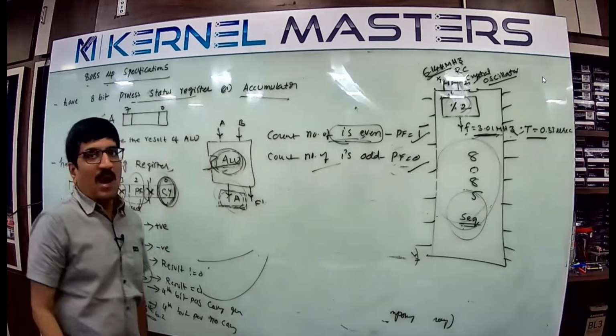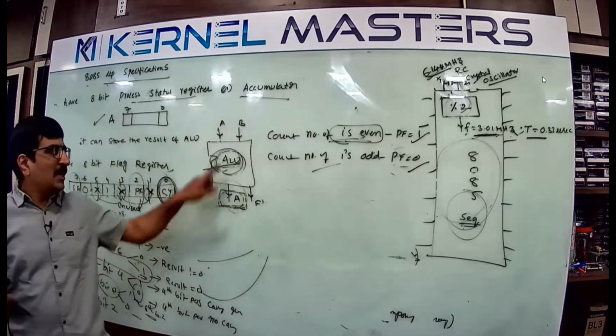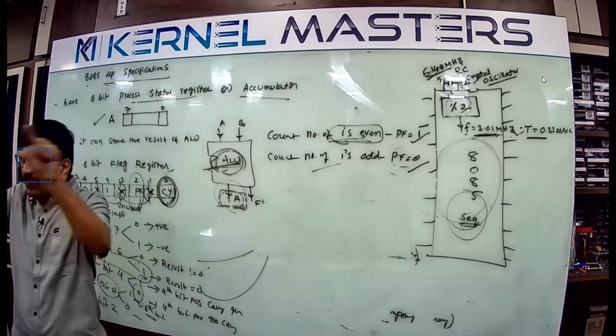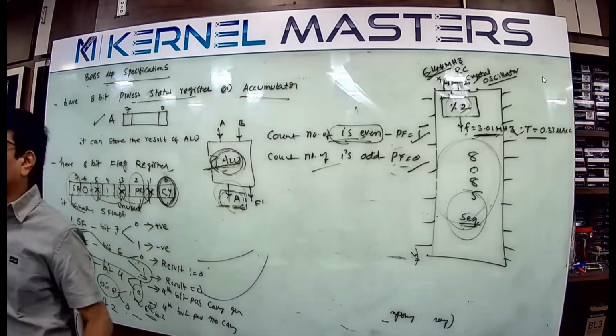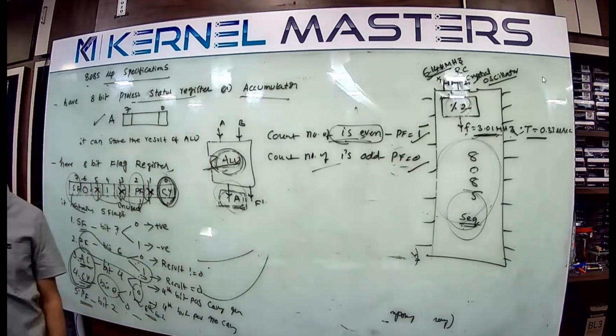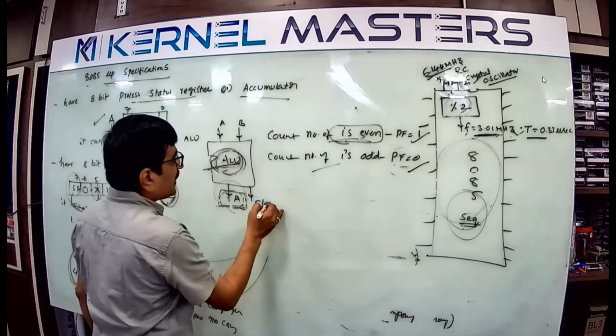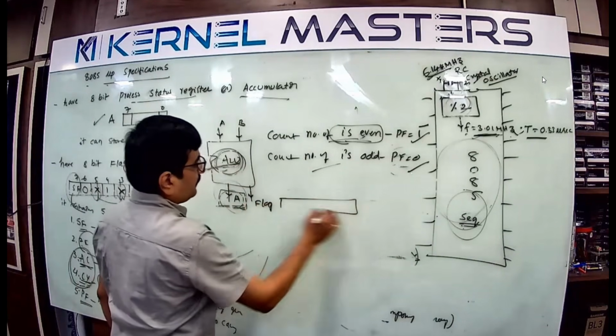After addition or subtraction, or any ALU operation, where is the result? In the accumulator. Verify the result and count how many ones there are. Understood now? The flag register depends on the result.